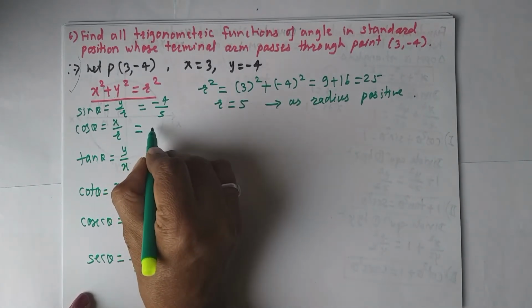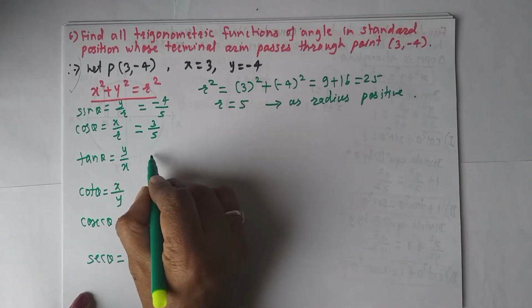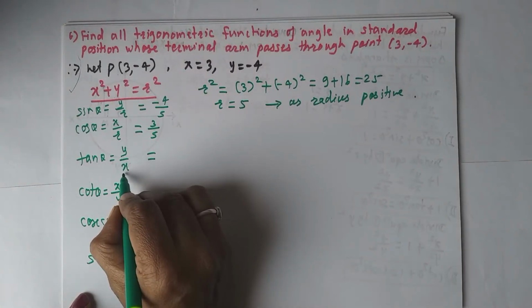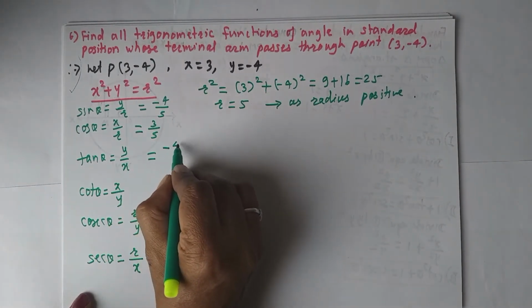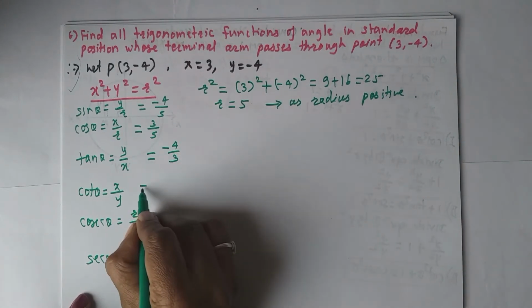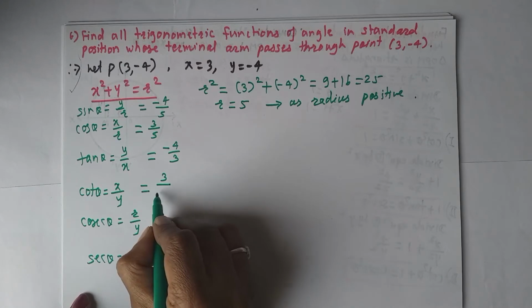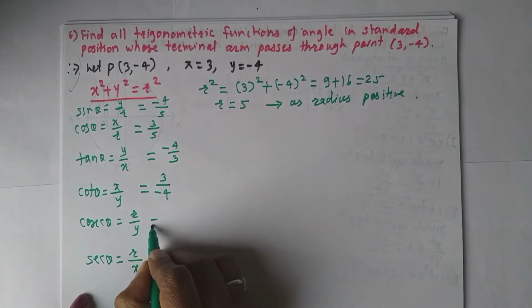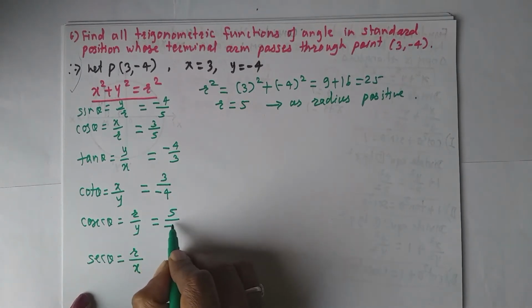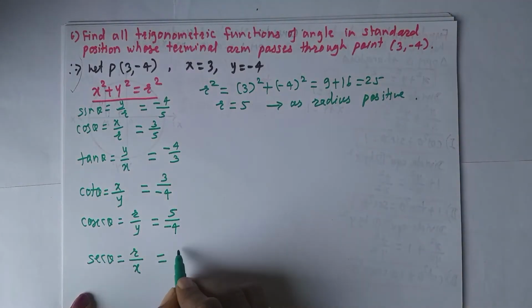then cos theta will be 3 divided by 5. Tan theta will be y by x, that is -4 divided by 3. Cot theta will be x divided by y, that is 3 divided by -4. Cosec theta is 5 divided by -4, and sec theta will be 5 divided by 3.